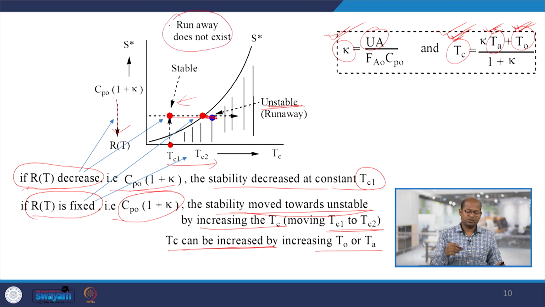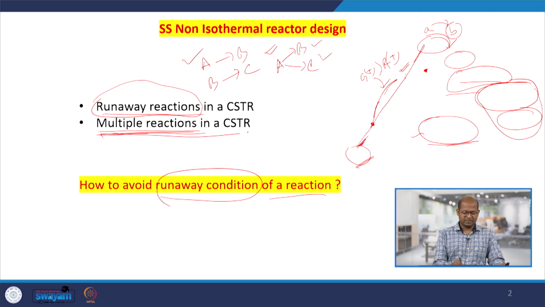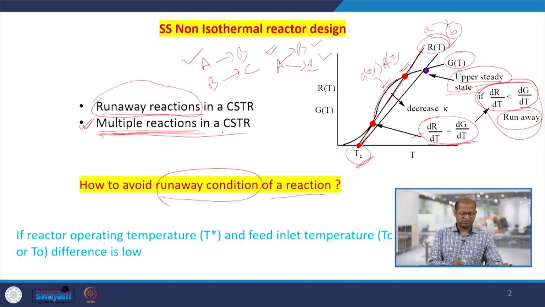So, how and why can we avoid runaway conditions when we operate reactors? We should always prefer that the reactor operates at a steady state condition such that the temperature would not affect the overall reactions. Today we have basically started with runaway reactions in a CSTR. Multiple reactions we have not discussed yet. That part we will see in the next series reactions and parallel reactions, and this chapter would be complete.